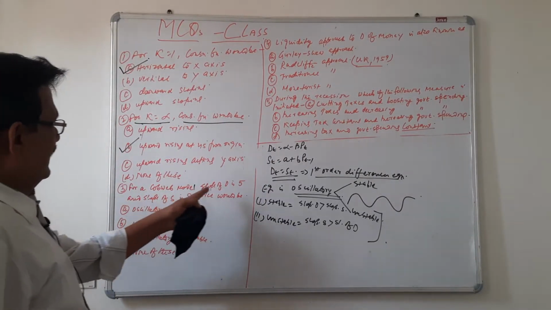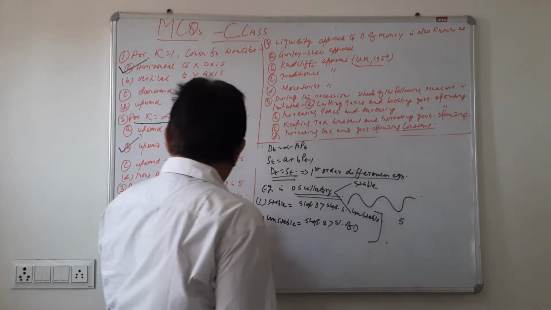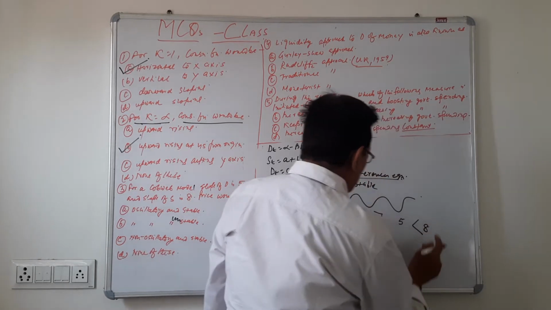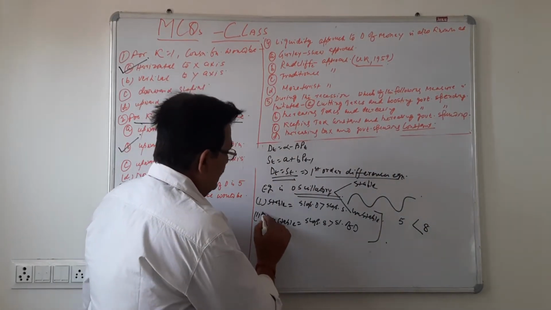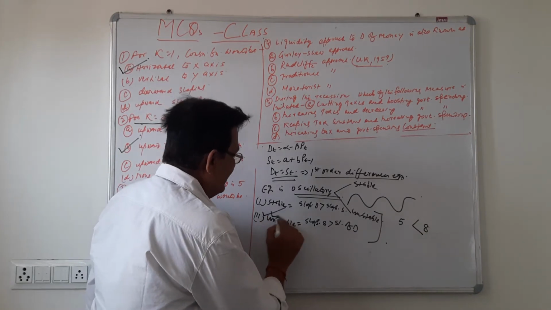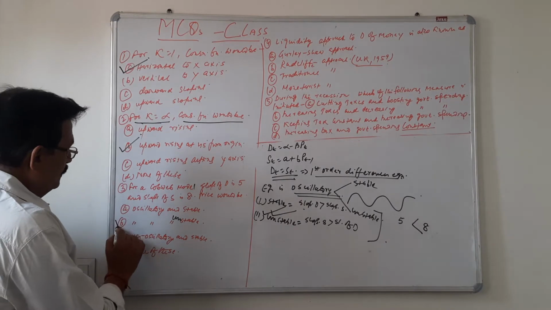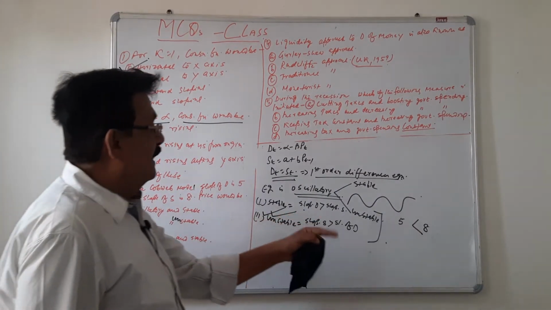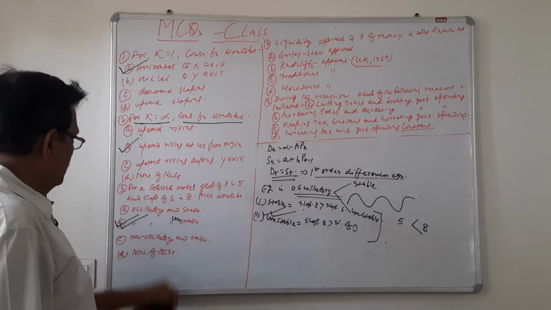Now here the slope of demand is 5 and the slope of supply is 8. So the slope of supply is greater than the slope of demand. So the solution would be oscillatory and unstable, because the slope of supply is larger than the slope of demand. So this one would be the answer.